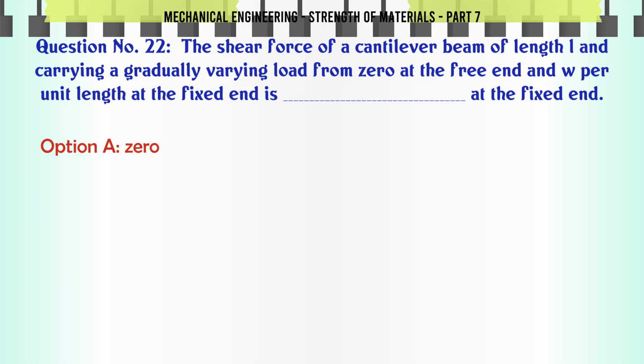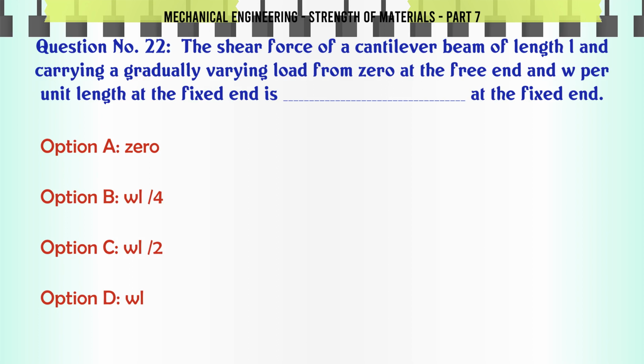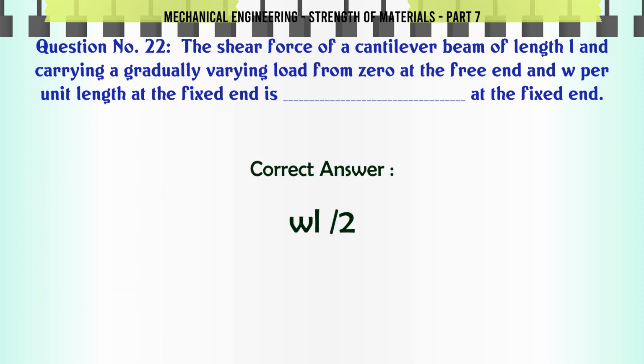The shear force of a cantilever beam of length L and carrying a gradually varying load from 0 at the free end and W per unit length at the fixed end is, at the fixed end: A. 0, B. WL/4, C. WL/2, D. WL. The correct answer is WL/2.